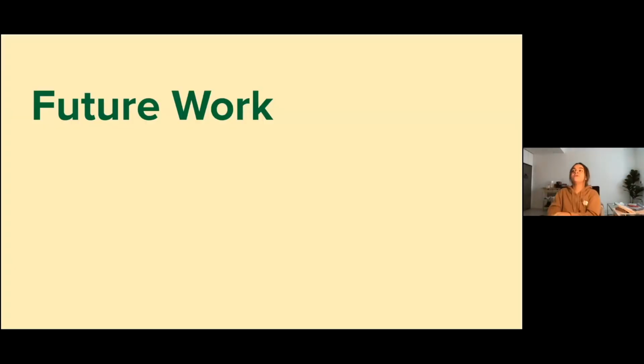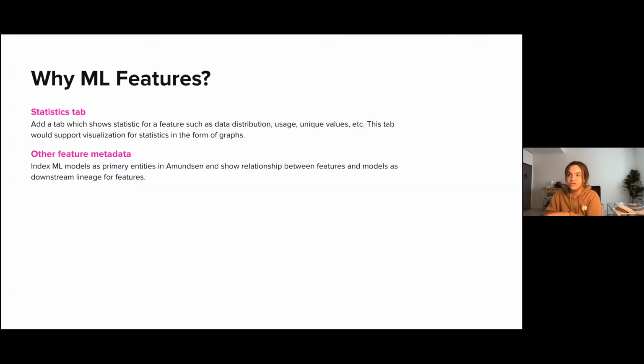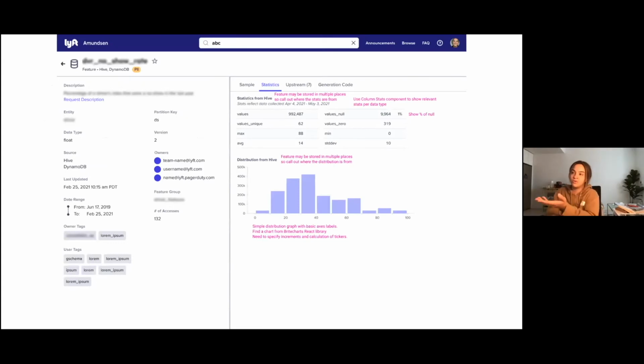Now I'm going to go into what we're planning for the future. As I mentioned before, we are trying to implement a statistics tab, which will show you the statistics for features such as data distribution, usage, whatever stats you want to index. It will support visualization of statistics in the form of graphs. So it would look something like this. As you can see, you have a histogram showing you the distribution of the data, as well as a small table showing you other specific values, distinct values, etc.